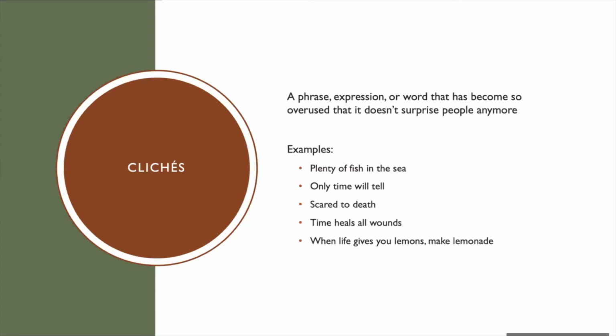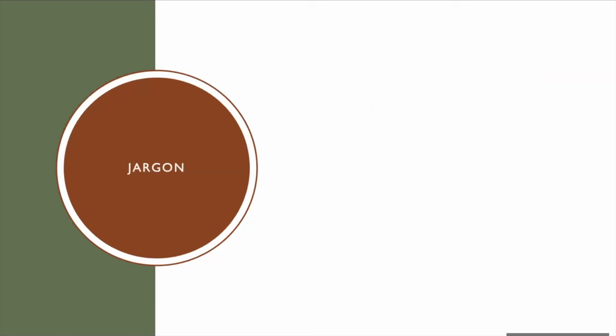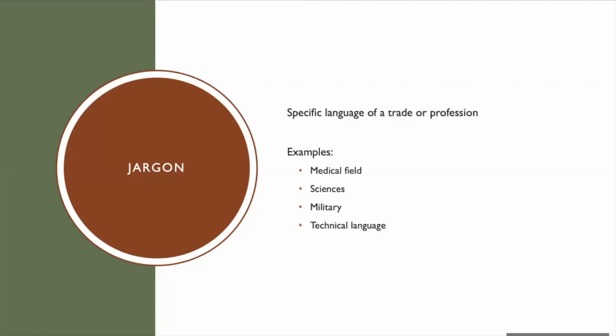But here are some, like I said, that I've got listed. And you're always welcome to kind of Google more and see if there's any more cliches. There's so many, but I only wanted to pick a few. Okay, the next is jargon. Jargon is specific language to a trade or profession. So here are some examples: medical field, sciences, military, technical language. I don't know why I could not read that for a second.